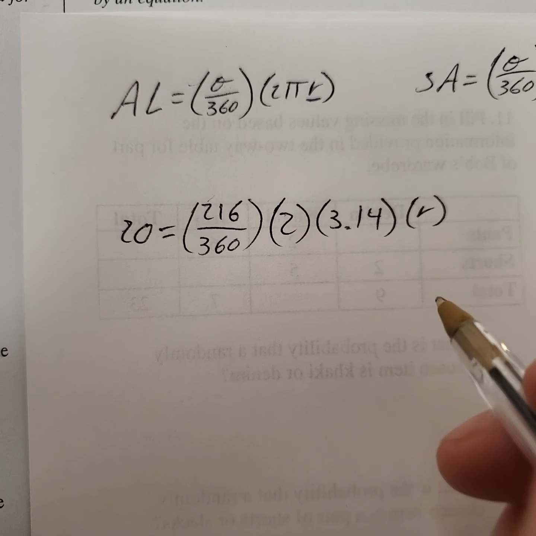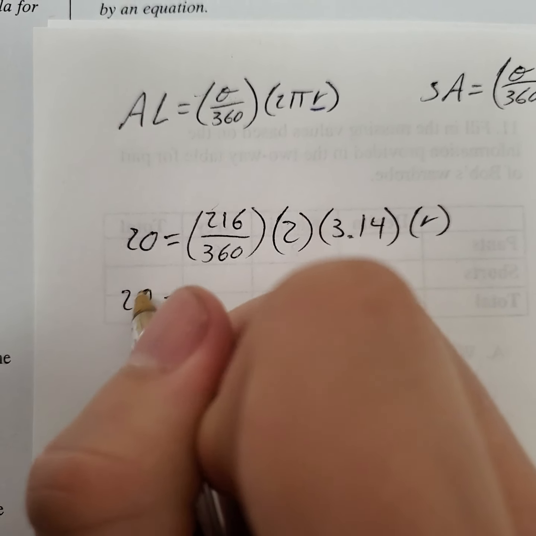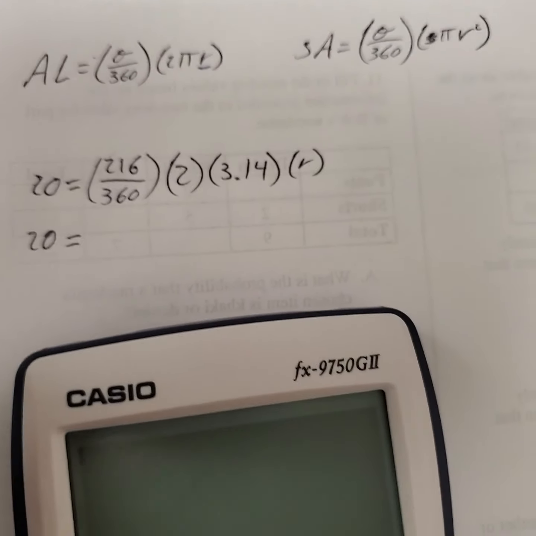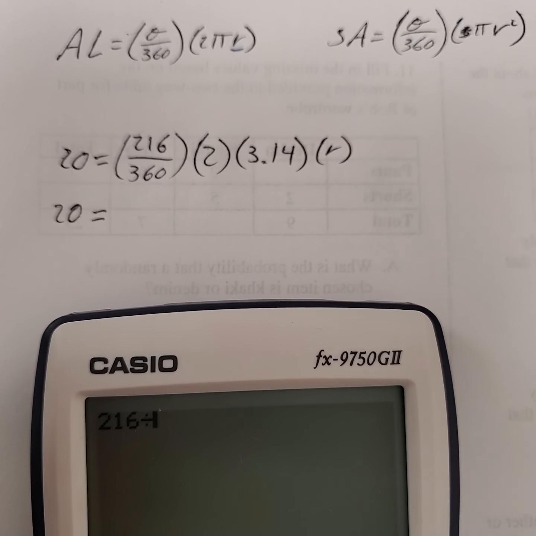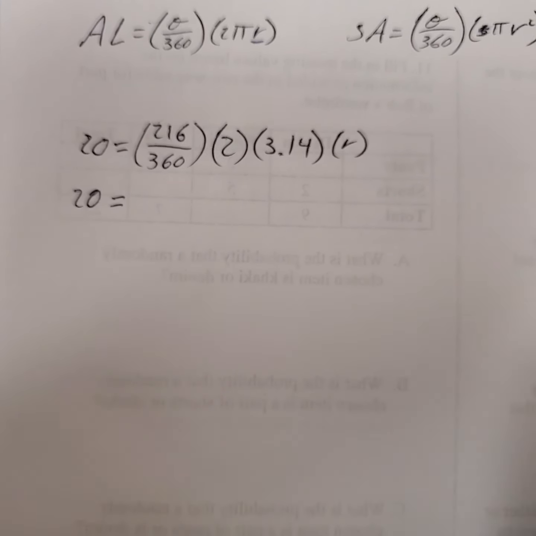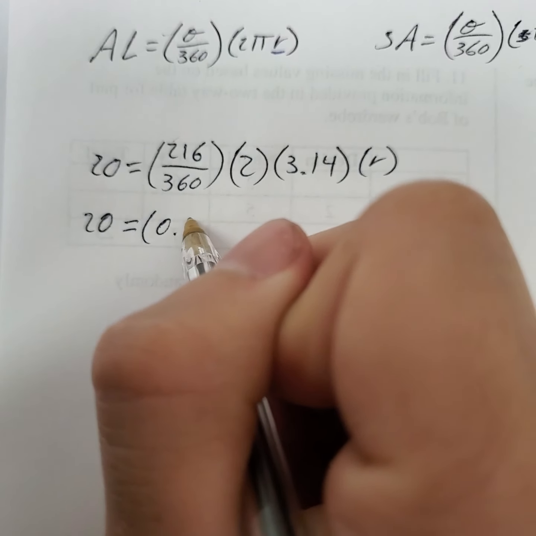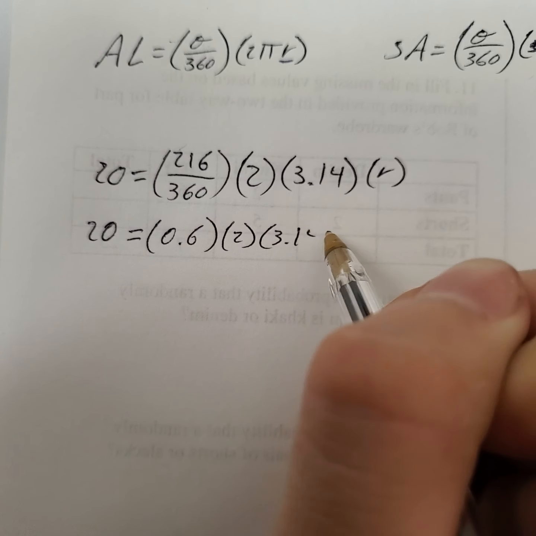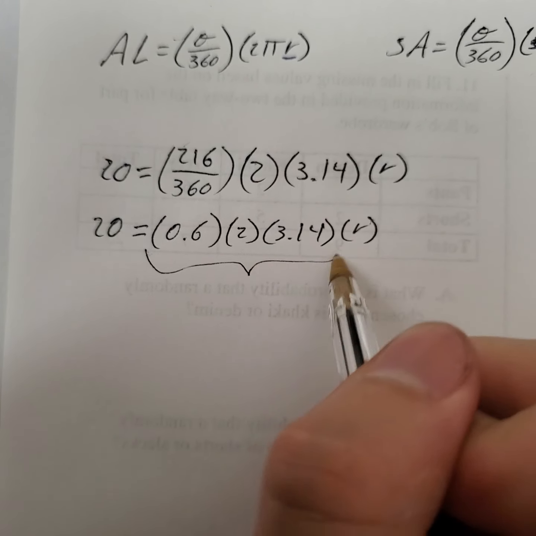So the next thing to do is to simplify this whole thing. Well, first I will simplify my fraction. So in the calculator, let's do 216 divided by 360. And that gives us 0.6. So this piece here is 0.6 times the 2 times 3.14 times the radius. Now let's multiply all of this together in the calculator.